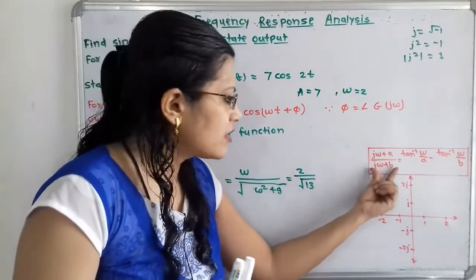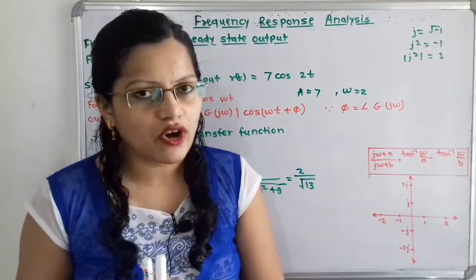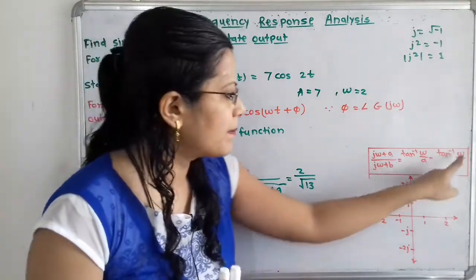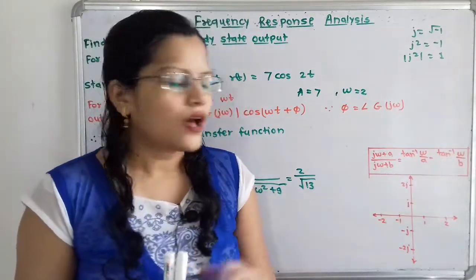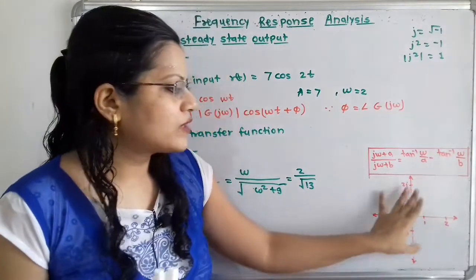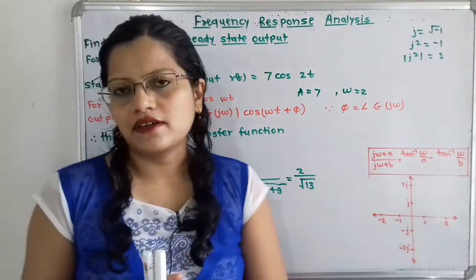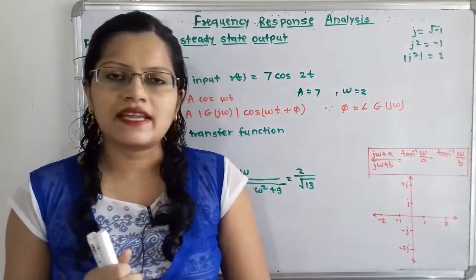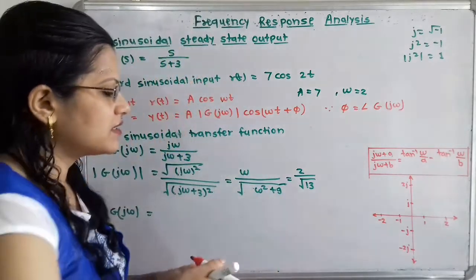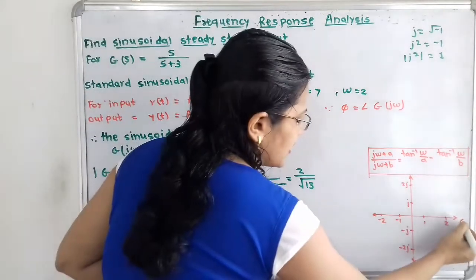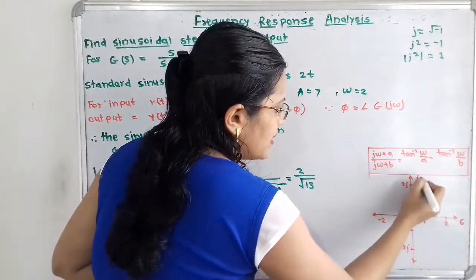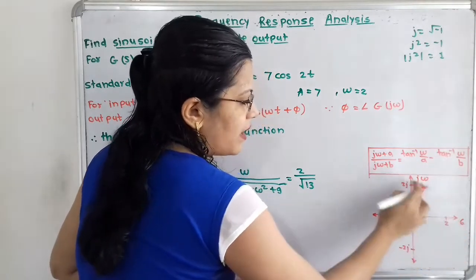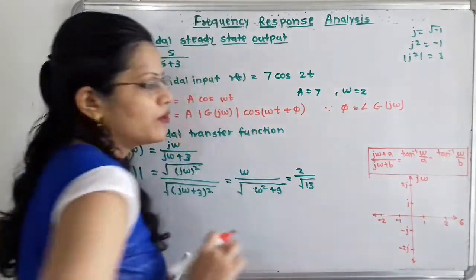Then when the j omega term is in the denominator, we have to take minus tan inverse of omega by b. Now we will try to find the angle from the S-plane also. The S-plane is a combination of real and imaginary numbers. So this horizontal axis is known as the real axis, sigma, and this vertical axis is the imaginary axis, j omega.